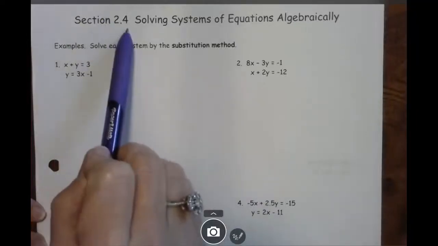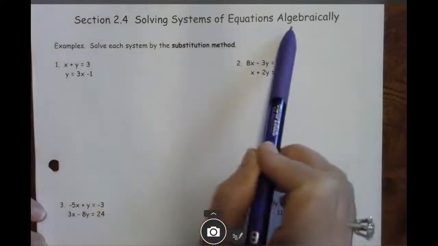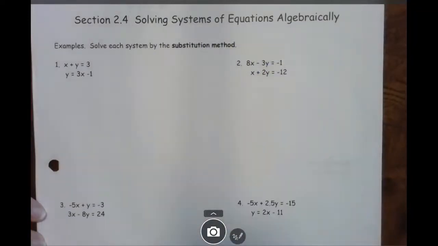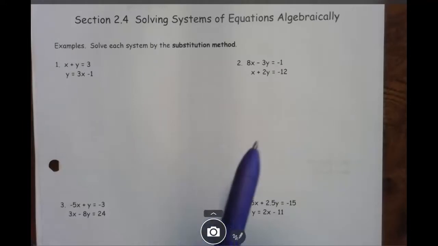This is section 2.4, Solving Systems of Equations Algebraically. Our previous lesson had us solving systems by graphing, but graphing systems does have a downfall. What if the point isn't exactly on a whole number or integer? So maybe the graphing is not going to work. That's why we need some algebra magic.